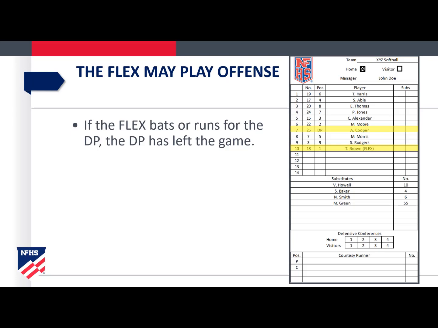The flex may also play offense. So if the flex bats or runs for the DP, the DP has left the game. Again, on our sample lineup card, in the 7th spot is Cooper, our DP, and of course in the 10th spot is our flex, Brown.